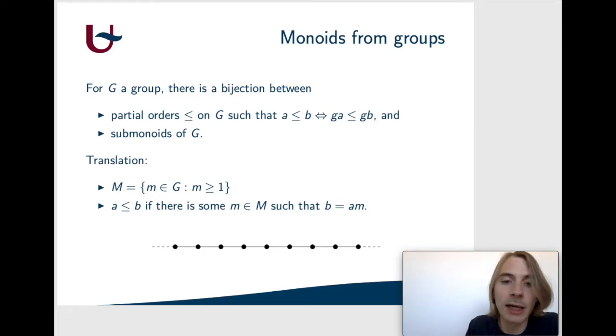So how does this work? If you have a partial order on the group, then you can construct a monoid by taking the elements that are bigger than the identity element of the group. And if you already have a monoid, then you can define a partial order using the division relation. So a is smaller than b if there is some m in the monoid M such that b is equal to a times m. And in this way, you can recover, for example, the natural numbers under addition from the group of integers together with its standard partial order.